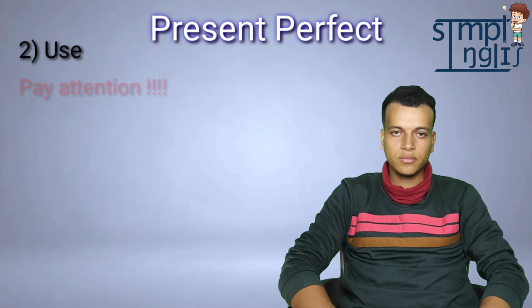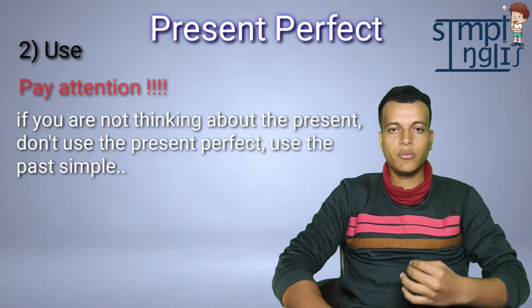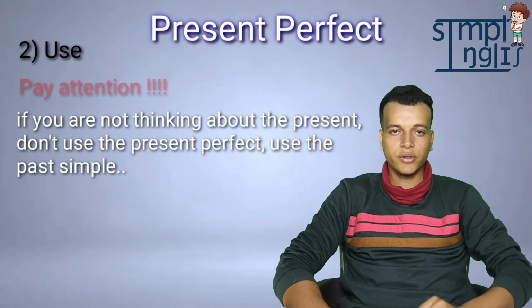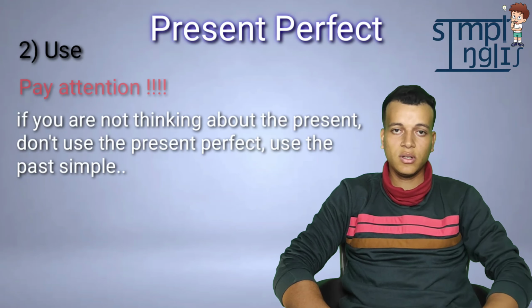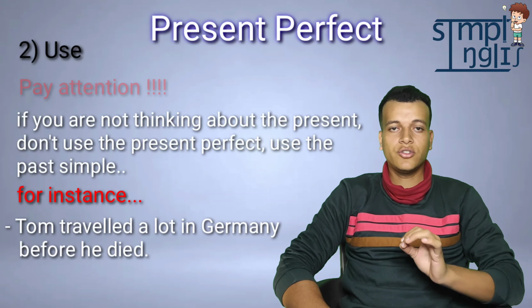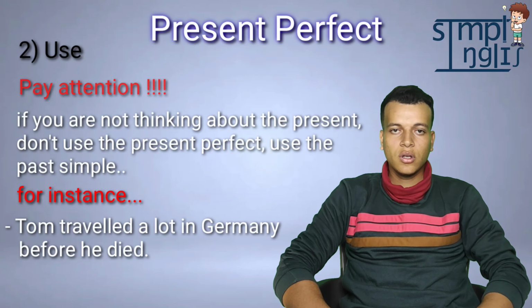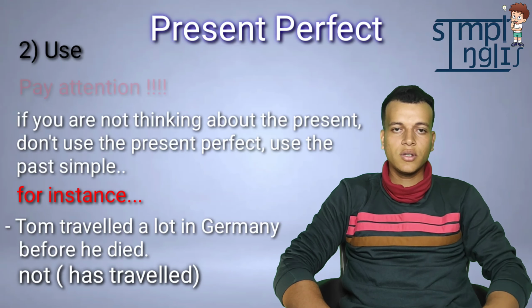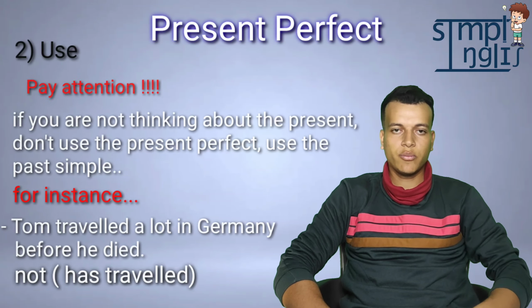Pay attention here. If you aren't thinking about the present, don't use the present perfect, but use the past simple. For instance, Tom traveled a lot in Germany before he died. Not Tom has traveled, simply because there is no connection with the present here.